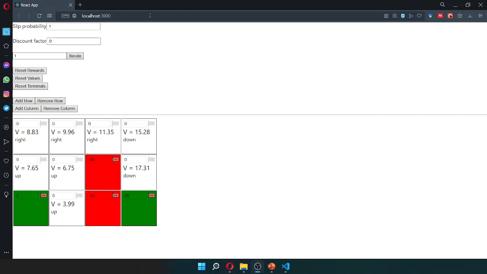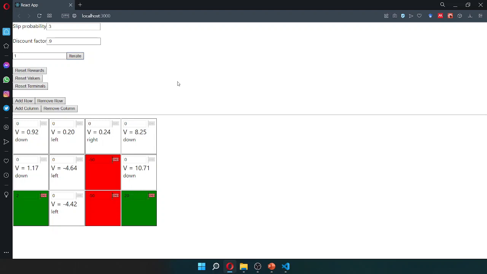Okay, so let me reset again. So what if we increase our slip probability to 0.3? So iterate, iterate, iterate. Hey, things have gotten more interesting.